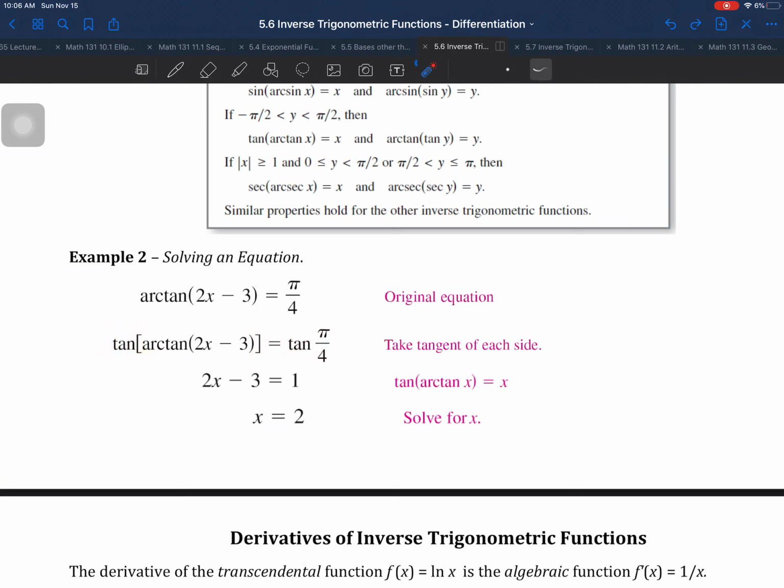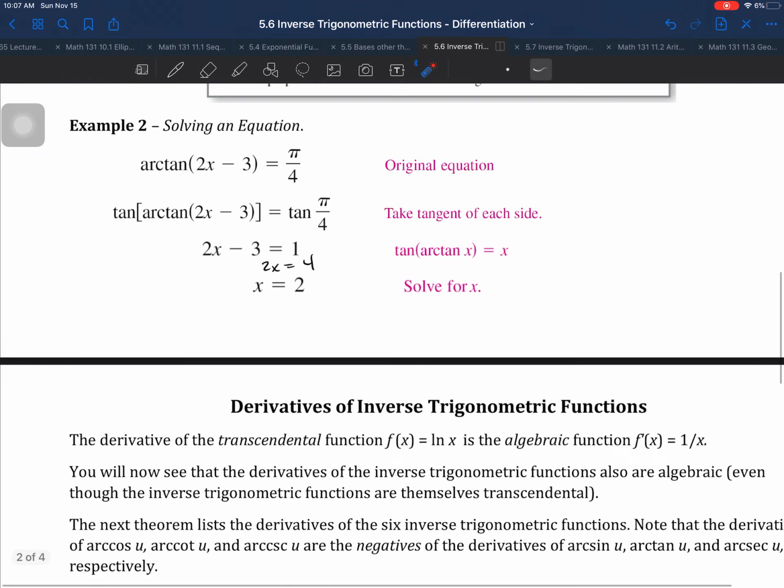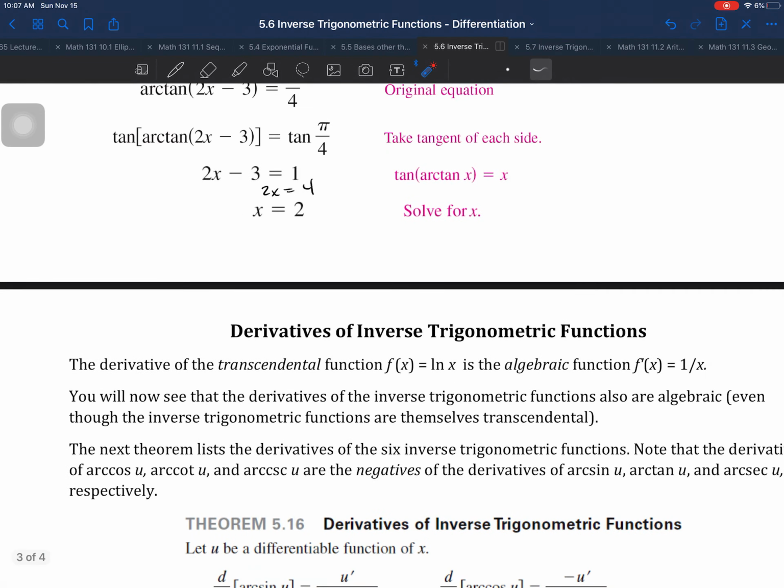Whatever you do on one side, do it to the other side. These will cancel each other out, giving you back whatever's inside, and then you can apply the tangent of pi over 4, and that will give you 1. And then you're going to add 3, and 1 plus 3 is 4. So we'll write it here, 2x equals 4. And then we can divide both sides by 2, and that will give us 4 over 2, which is 2. And there you go. And you can always test it back, right? You can plug it in here to make sure that it is a true solution.